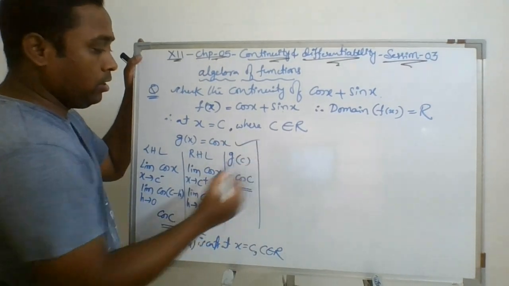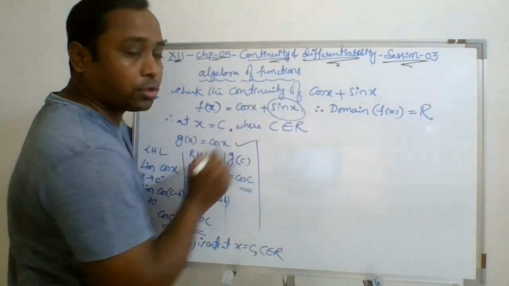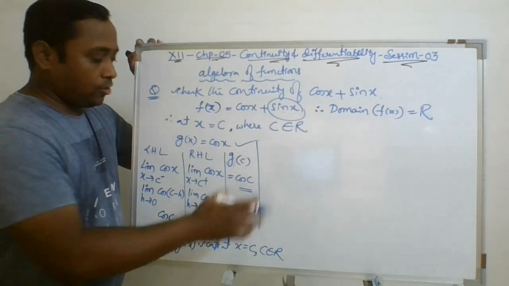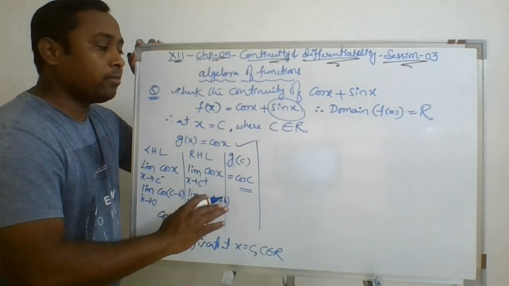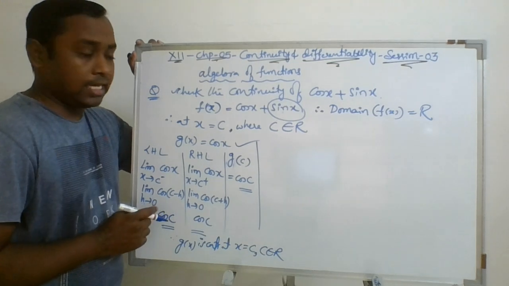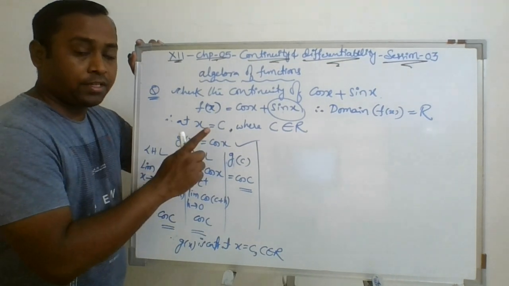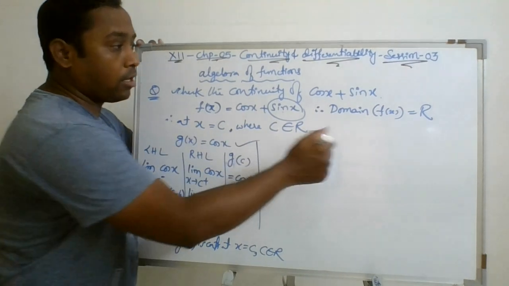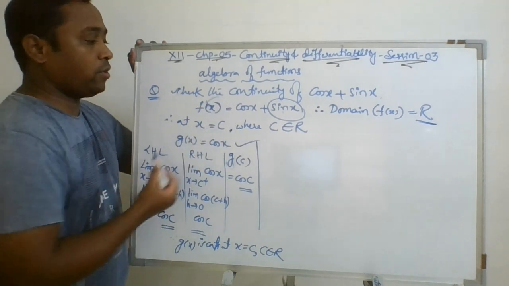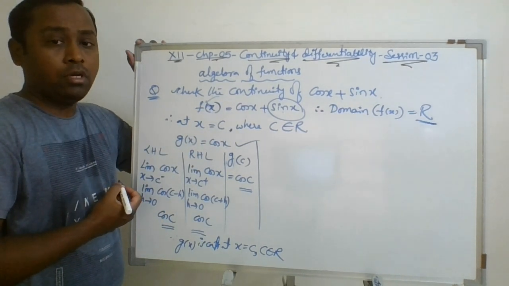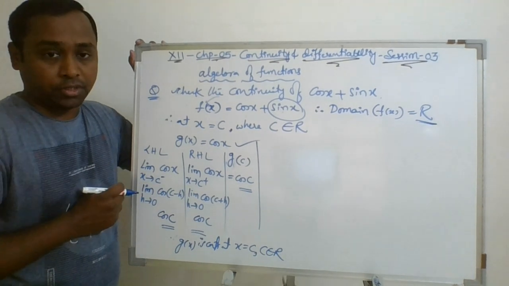So this is about g of x. In the same manner, you can go for the sin x function, right? If you are able to get that sin x is also continuous, then you can say that g of x is continuous, h of x is also continuous on the common domain, that is real numbers. Hence the given function f of x is also continuous.